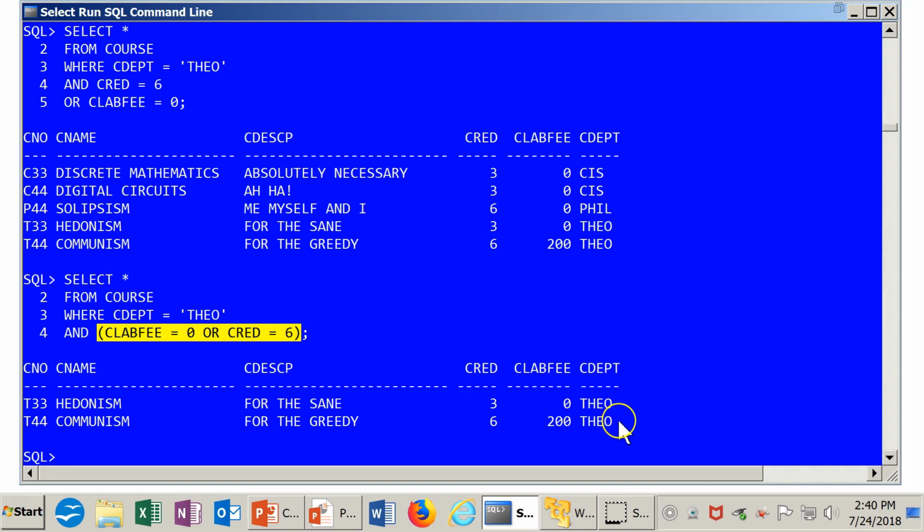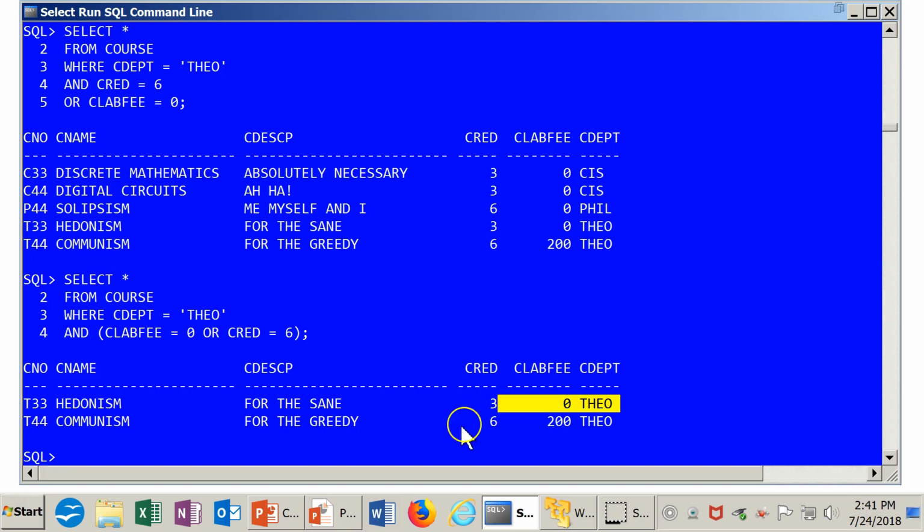Now, let's look at what we've got. We've got theology, and the lab fee is not equal to 0, but it is such that the credit is equal to 6. So what happened is that row got in on this guy here, lab fee equal to 0 or credit equal to 6, being true on the basis of the credit being equal to 6, not based on the lab fee. So that rendered a true. That was combined with and it used to evaluate if the row was theology, and it was theology and 6. The second row got in on the basis of theology and lab fee of 0. Its credit did not bring it in, did not qualify it.